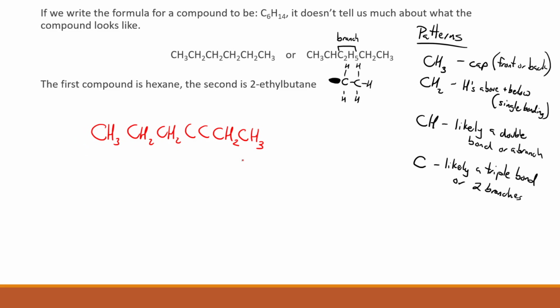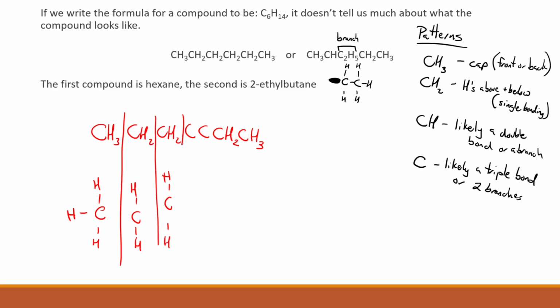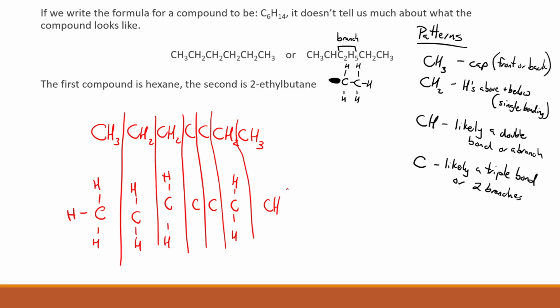Right. Here, if I look, our patterns still hold true. Our CH3 starts us off with our cap, or our front. And we've got a CH2, 1H above, 1H below, another CH2. We have just a C, followed by just a C, followed by CH2, followed by CH3. Sorry, I don't want to write that. I want to draw that. All right, so I drew all my pieces. Everything that they told me is accounted for in my drawing.